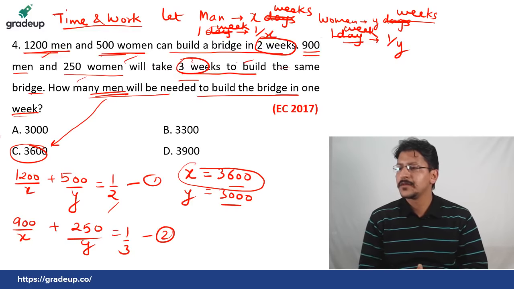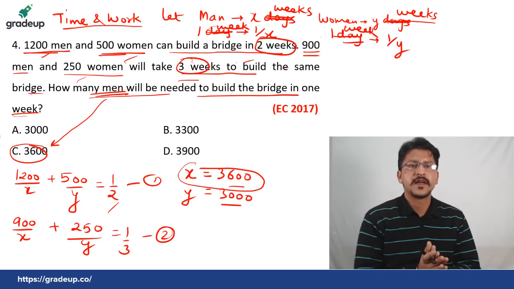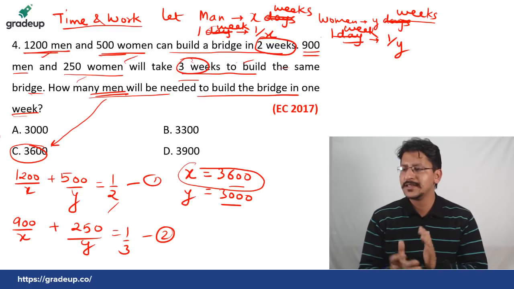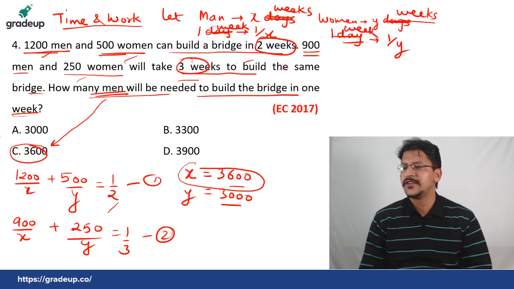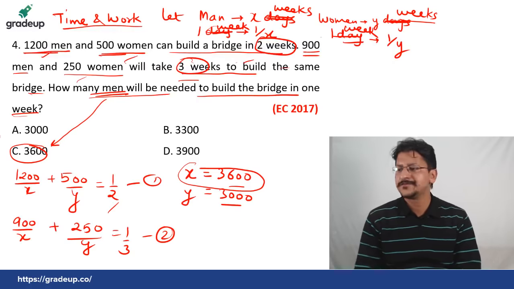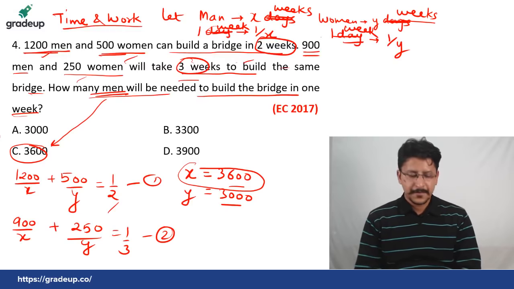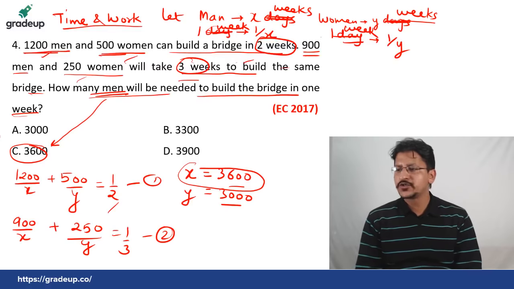Okay, is this okay? Anyone? Any problem? Yes, C is the right answer, 3600. Yes, absolutely right for everyone. Shall we move on to the next question? Any problem? No.